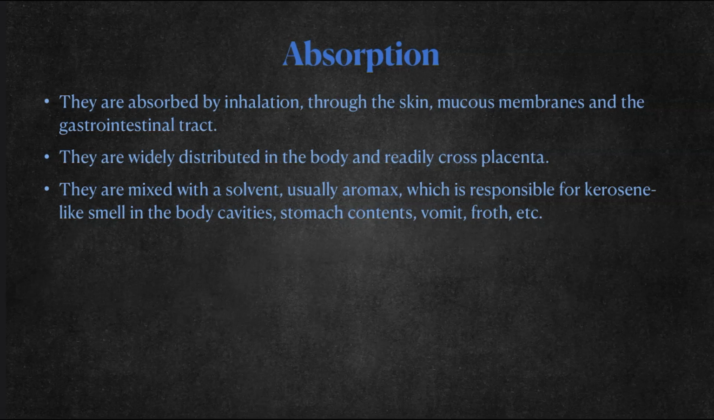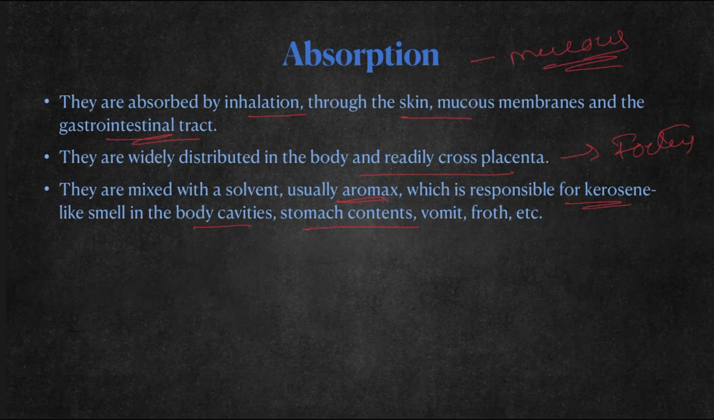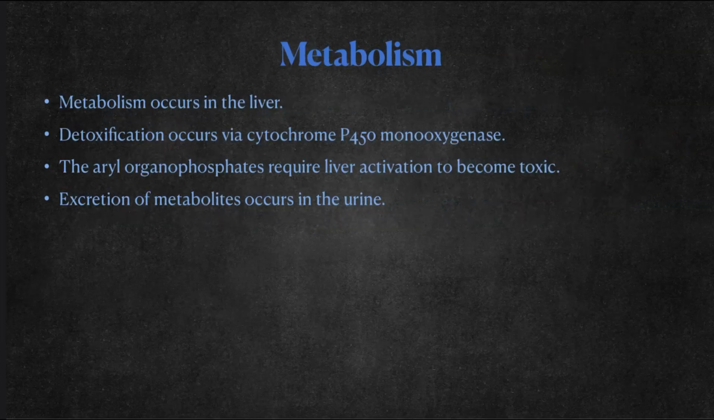Coming to absorption of organophosphorus: these compounds are easily absorbed from any mucous membrane. They can be absorbed by inhalation, through the skin, or from the gastrointestinal tract. They are widely distributed in the body and readily cross the placenta, and can also cause death of the fetus. They are mixed with a solvent called aromax, because of which the body cavities of a person who has consumed organophosphorus compounds smell like kerosene.